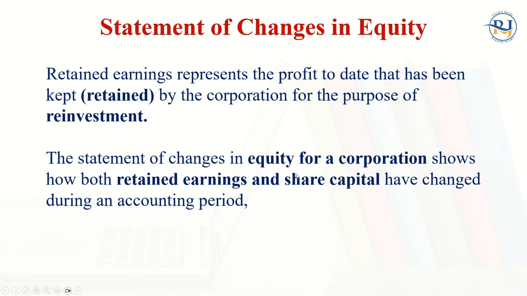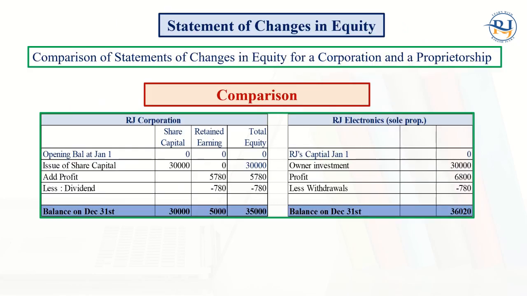The statement of change in equity for a corporation shows how both retained earnings and share capital have changed during the accounting period, meaning from the 1st of January to 31st of December. Now, this is the statement of change in equity of the corporation, and also that of RJ Electronics, which is the sole proprietorship, and what is the difference in change in the equity. Now look at this.